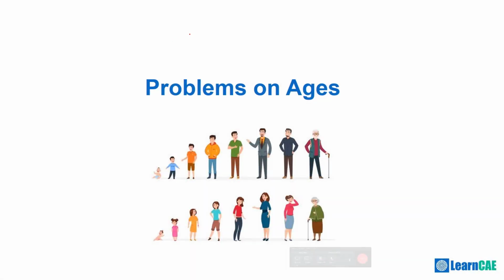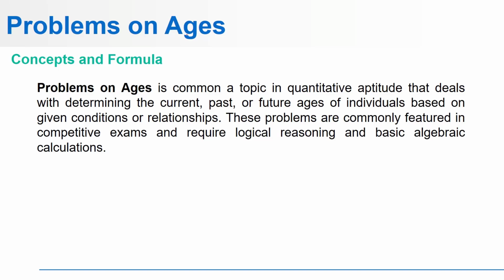In this lecture, we shall see problems on ages. Let us check the concepts. Problems on ages is a common topic in quantitative aptitude that deals with determining the current, past or future ages of individuals based on the given conditions or relationships. These problems are commonly featured in competitive exams and require logical reasoning and basic algebraic calculations.